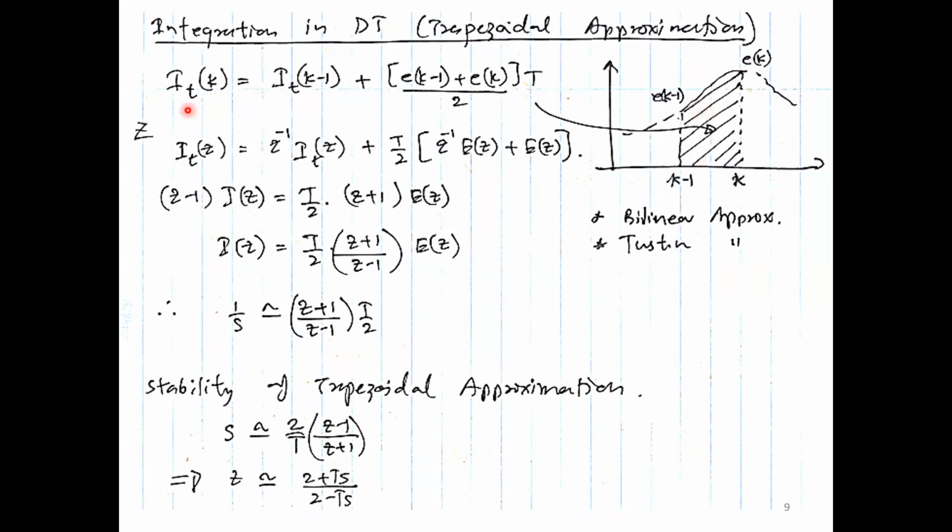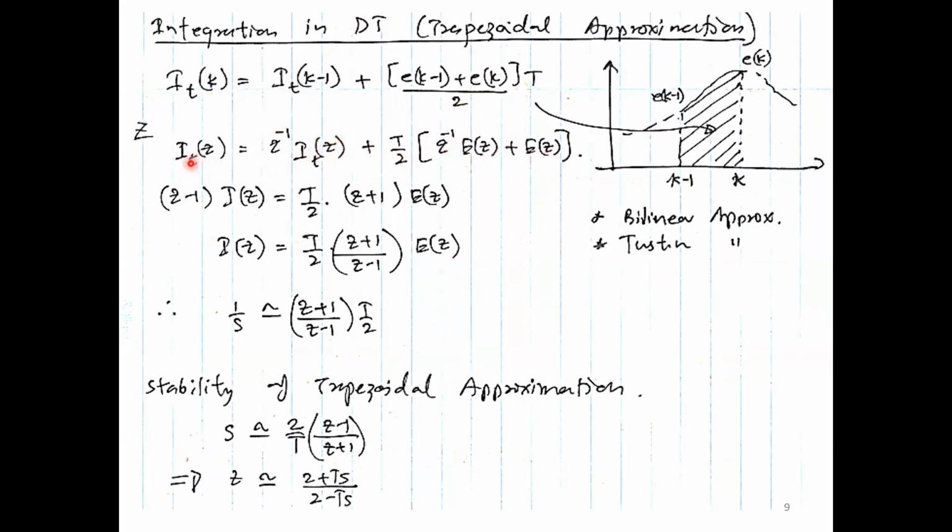So the equation is the previous integral plus e_k minus 1, this error, plus e_k, the present error, divided by 2, multiplied by time T. Fine. And visually also, you will see it is much more accurate than the forward difference or backward difference methods. Let's see the mathematical proof of it. Again, as we did previously, let's convert this from time to the z transform, and this will be I_T(z). So T stands for Tustin. This is z to the minus 1 I_T(z), I_T(z), and this is T by 2 times z minus 1 E(z) plus E(z).